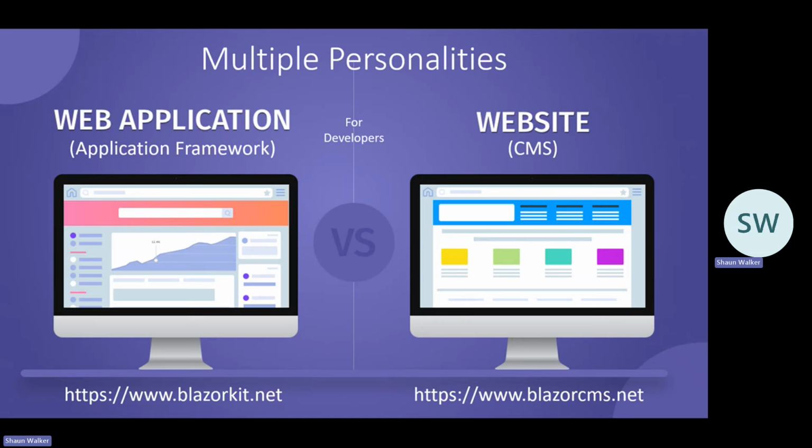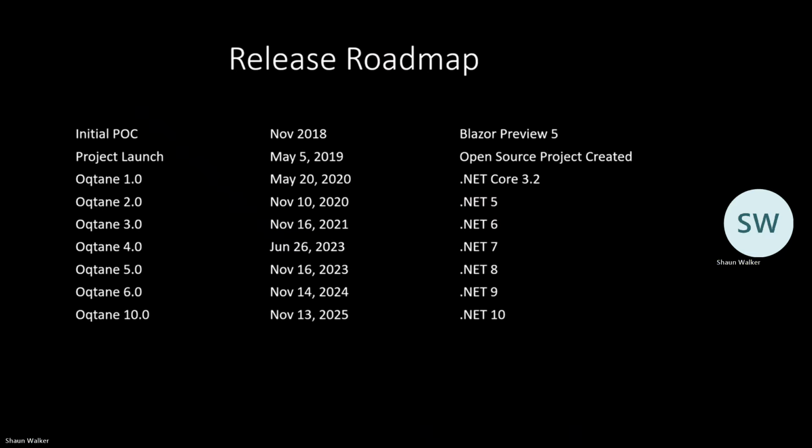And in fact, I have these domain names reserved for Blazor Kit and Blazor CMS to differentiate between the two different personas that are available within Oqtane. But actually, a lot of people use a hybrid approach, right? Because your web application may still have areas of it which require static content. And so that's why it makes sense to have both of these capabilities as part of the same application.